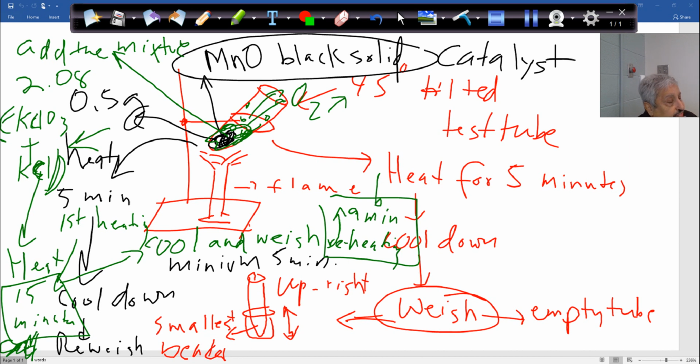There is no need for the third heating unless you see that the difference between the first weighing and the second weighing is huge, far off. Then you will do the third weighing until you get those within half a gram difference. Okay, guys? And then you are done. Then you do your calculation. That's all. So, any question about this? Can I take this one out? Take it out. Everybody has it?